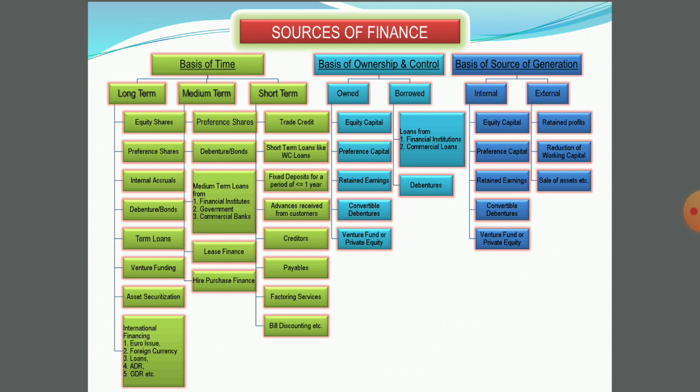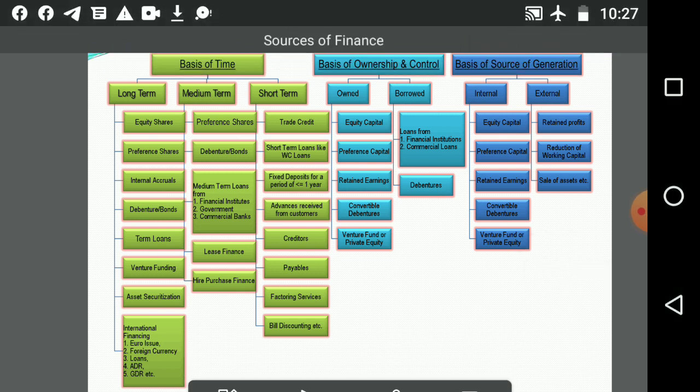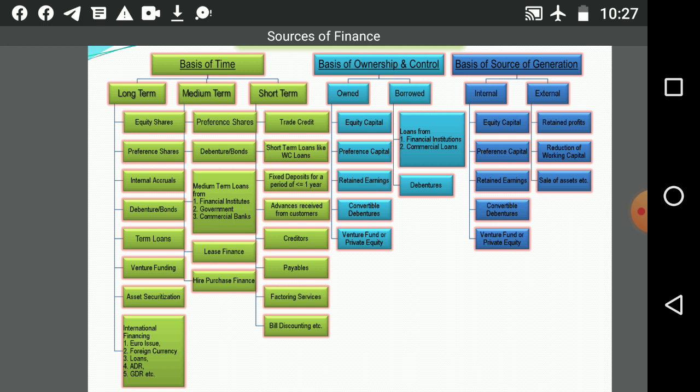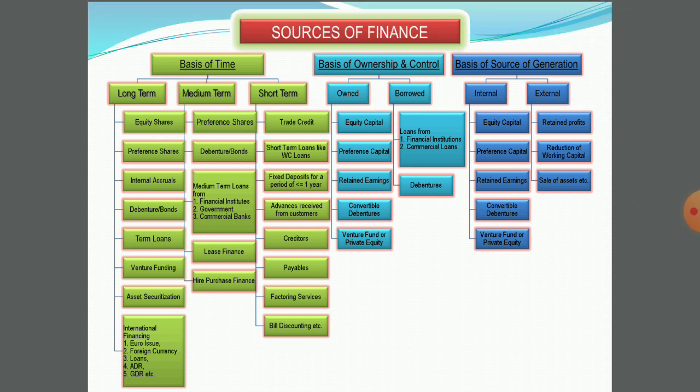If we are going to raise the money for 1 to 5 years, that is classified under medium term sources of finance. Examples for medium term are preference shares, lease financing, debentures. And if you are going to raise the money for a duration of more than 5 years, say 10-20 years or more, it is classified under long term sources of financing. Examples are equity shares, preference shares, venture funding, term loans, etc.